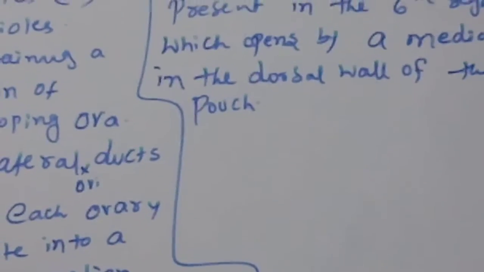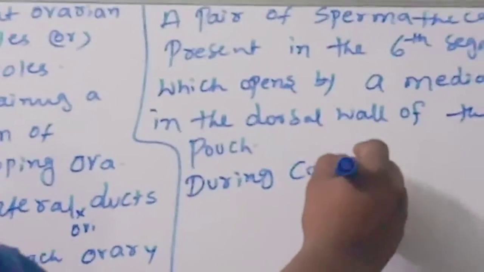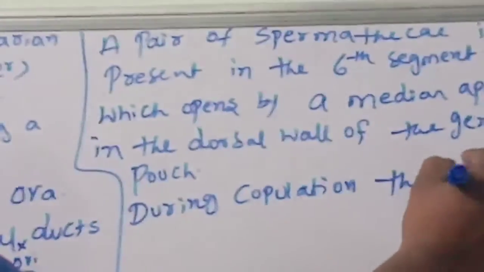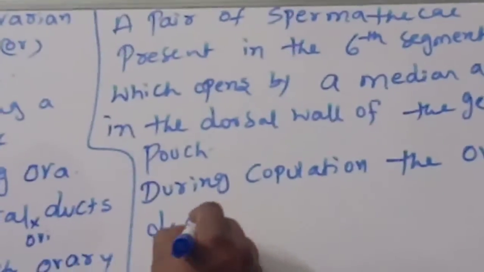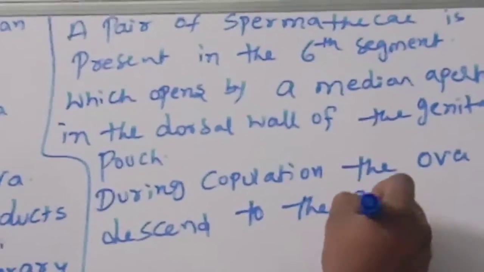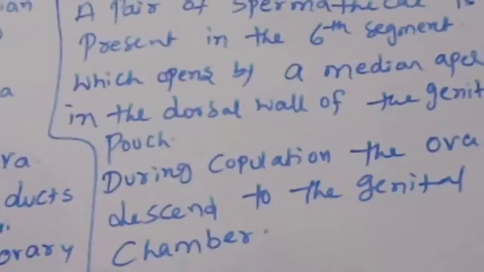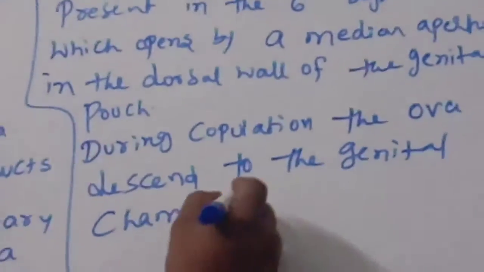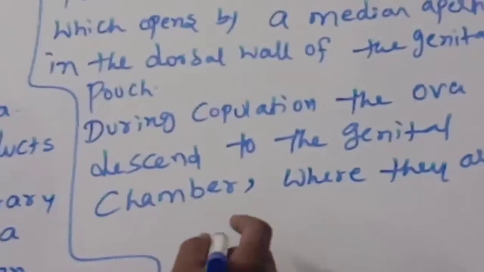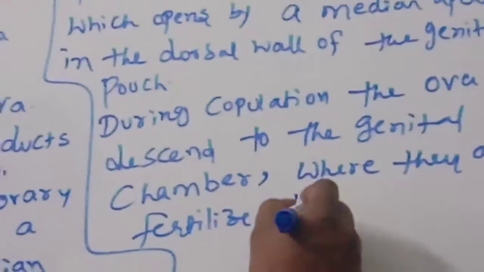Next one. During copulation, the ova descend to the genital chamber, where they are fertilized by the sperms.